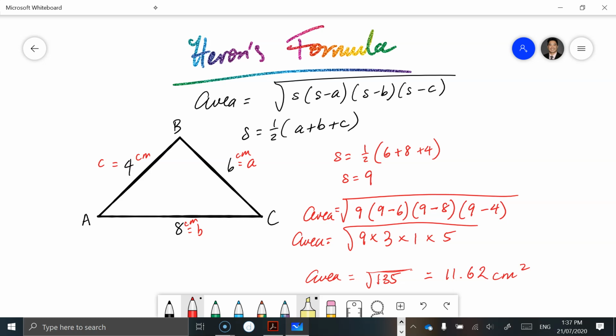Okay, so there we have the area of non-right angled triangles, given that you don't have the height. One in the context where you have two sides and an angle, and another one where you have all three sides and no angles. Okay, hopefully that helps you.